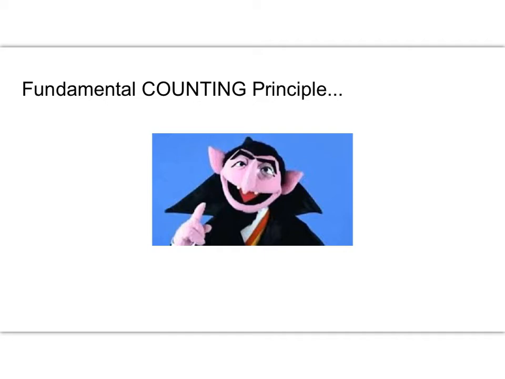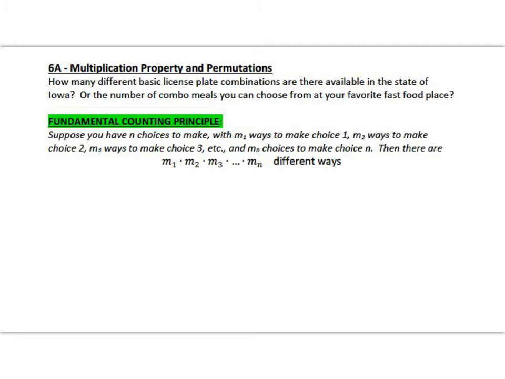Okay. In this video, we're going to talk about the ways that certain tasks can be done and the ways that we can count them up. And so let's get right into it, shall we? If you're curious about the number of different license plate combinations there are available in the state of Iowa, or the number of different combo meals you can choose from your fast food place that you like to eat at, you can use something that's called the fundamental counting principle.